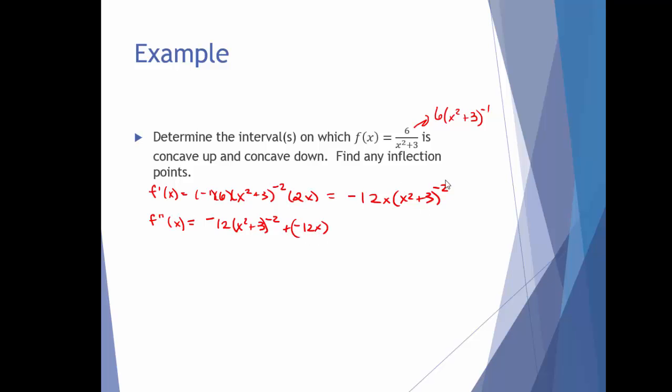And we're going to take the derivative of (x squared plus 3) to the negative 2. So that's going to be negative 2 times (x squared plus 3) to the negative 3, times the derivative of the inside function, which is 2x.